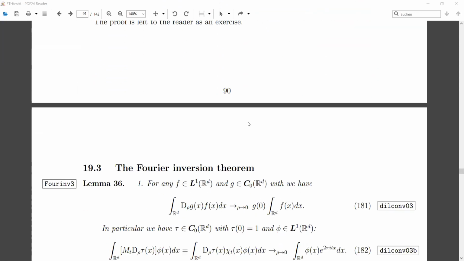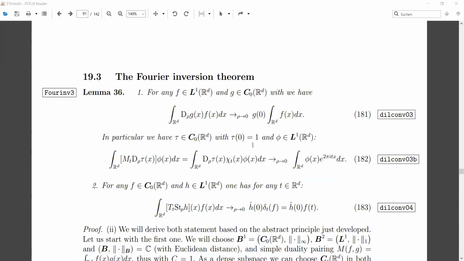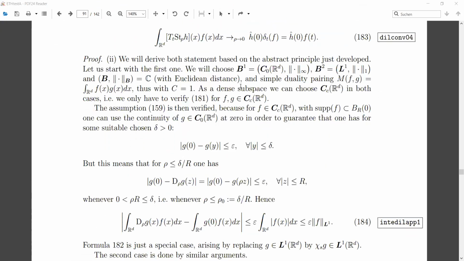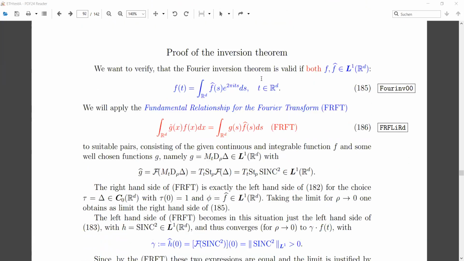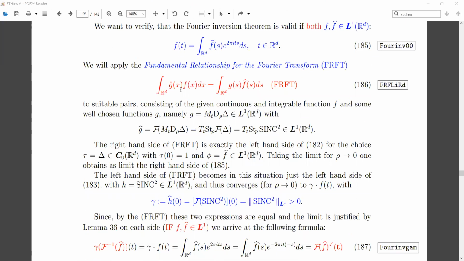The important statement which took us a while last time was to prove the Fourier inversion theorem, which was a consequence of the fundamental relationship of the Fourier transform. So you're saying this red formula 186 is valid, and then you specialize. You would like to pick up the value f at t, so you make the g hat such that it's concentrating, it's a Dirac sequence at t.